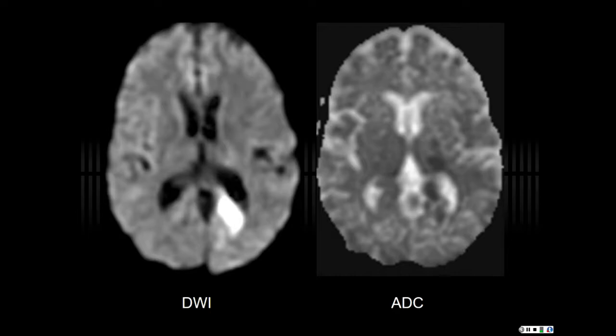What does ADC stand for? Apparent diffusion coefficient. And what does DWI stand for? Diffusion weighted imaging. So DWI, diffusion weighted imaging, ADC maps, apparent diffusion coefficient maps.